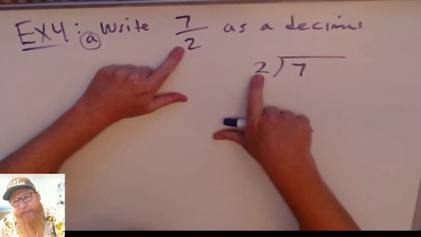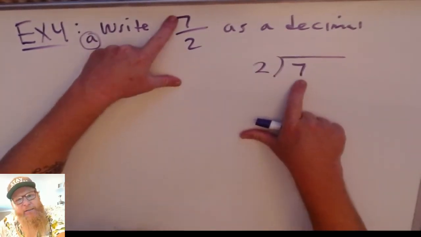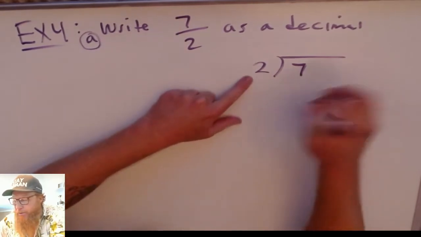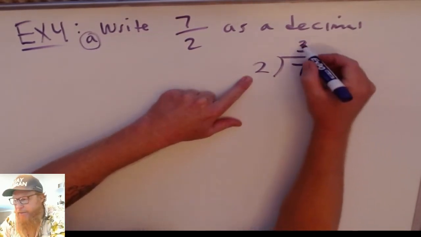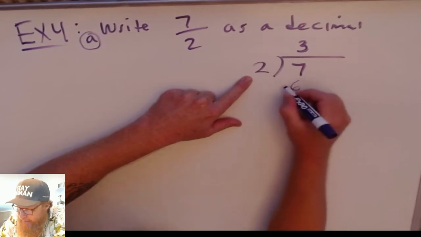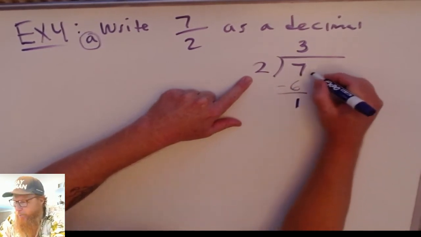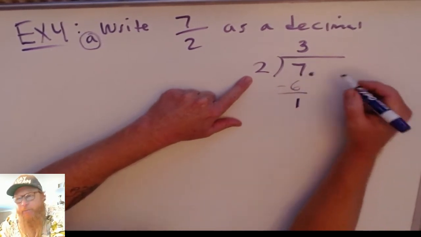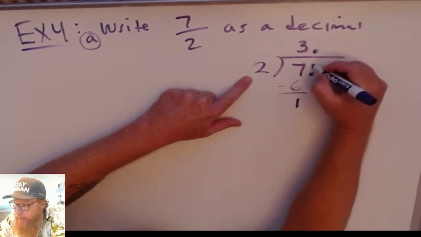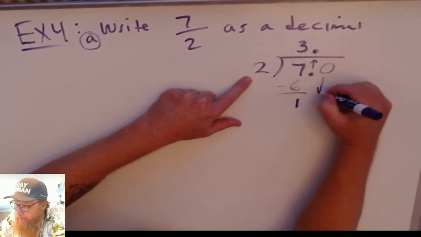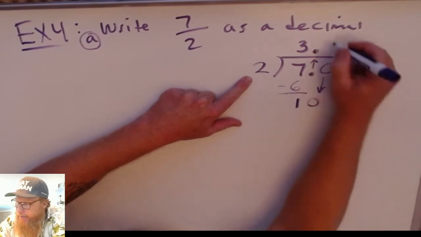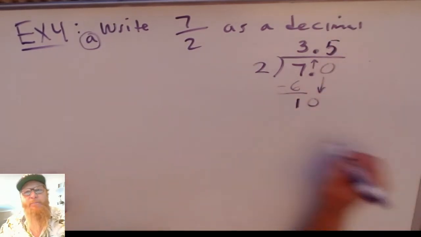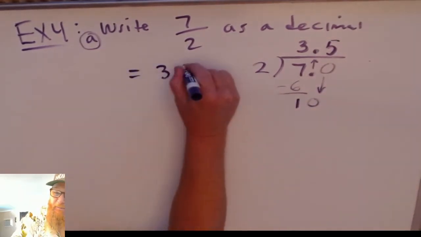The denominator is the divisor. The numerator is the dividend. So 2 goes into 7 3 times. 3 times 2 is 6. Remainder 1. Put a decimal point. Remember, the decimal point goes straight up. Bring down a 0. 2 goes into 10 5 times. So it equals 3.5.